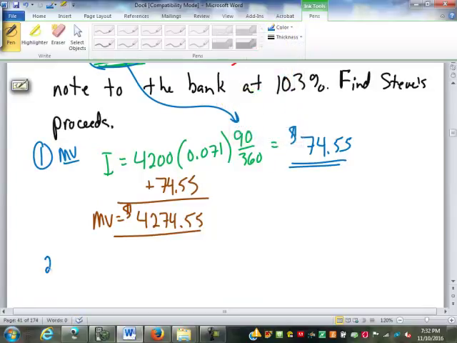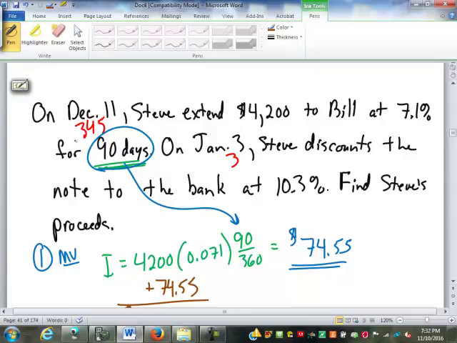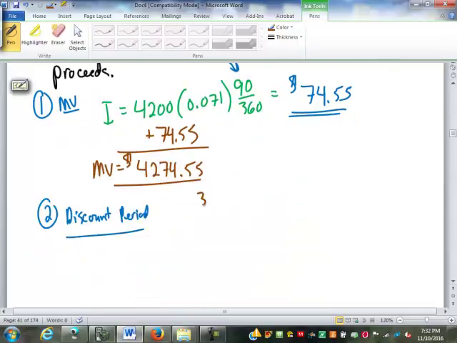So step 2 is the discount period. This is where we have to subtract. Well, we have to figure out how many days have gone by. So it's from 345 to 3. It's going to come out to be 23 days. But it's 365 minus 345 is 20, plus the 3 days is 23 days. This is what has gone by.